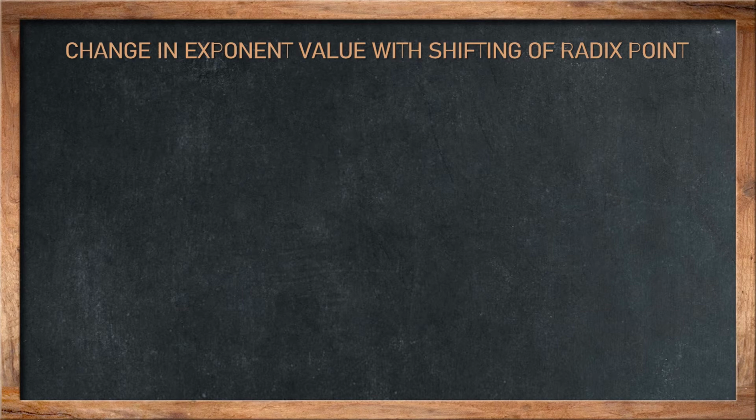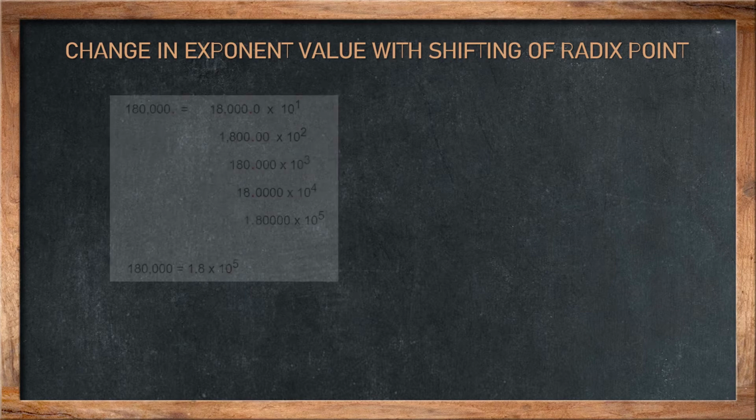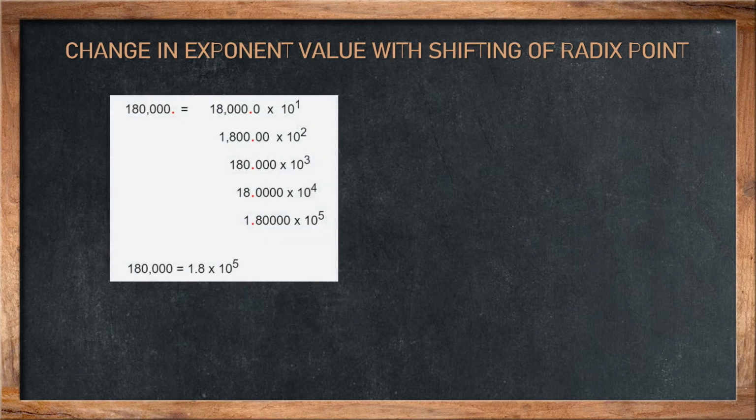As I told you, the radix point has its own significance. So, the change in exponent value with the shifting of the radix point: when you write any number and shift the radix point, what happens to the number? Let's see. Here we have an example. In this example we have taken the number 180,000, that is 1,80,000.